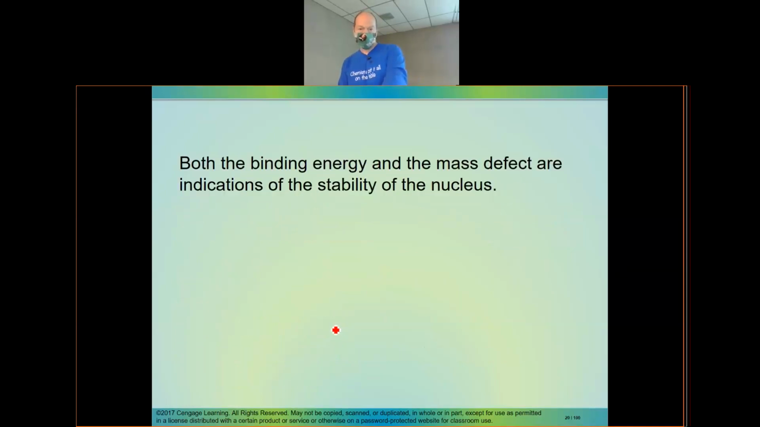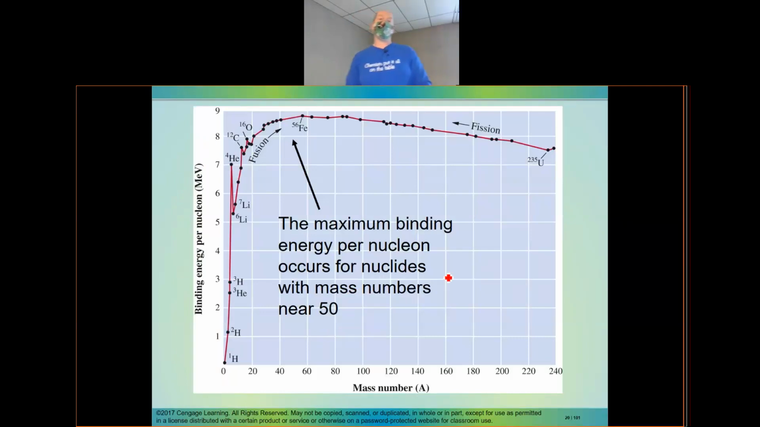So if we do a chart here, what we're going to see is when you have smaller nuclei coming together, that is called fusion. When you have larger nuclei breaking apart, that is called fission. And at the top of your scale here is your most stable nuclei, and that's around mass number 50. So iron 56 is a very high binding energy, a very stable nuclei.